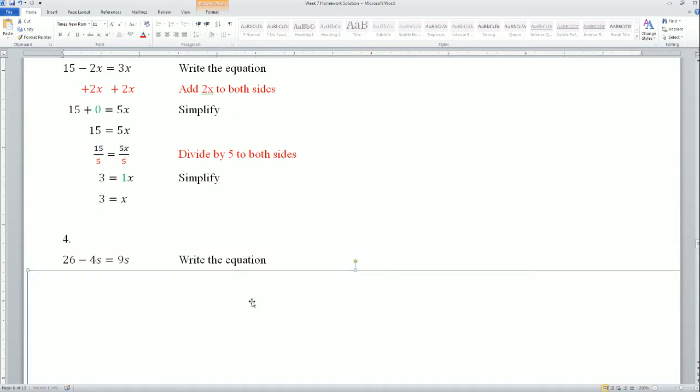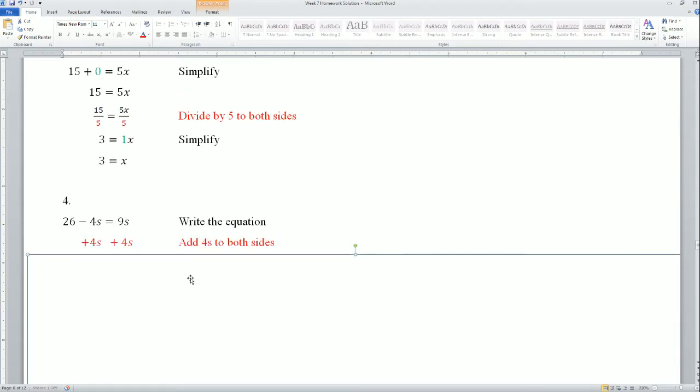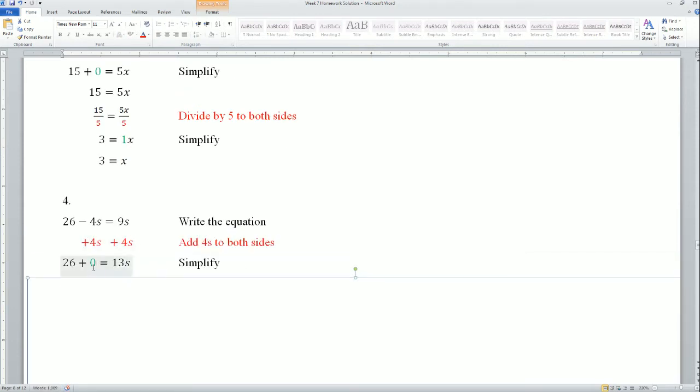We have number 4 now: 26 minus 4s equals 9s. Again, we want to move the smallest variable. In our case, it is the minus 4s. How do I get rid of a minus 4s? You're going to add 4s. Do that to both sides of the equation. What do I have left over on the left-hand side? You have 26. The minus 4s plus 4s becomes 0.